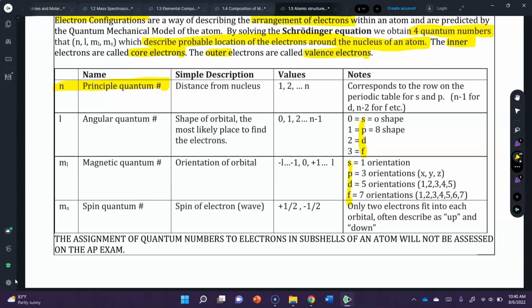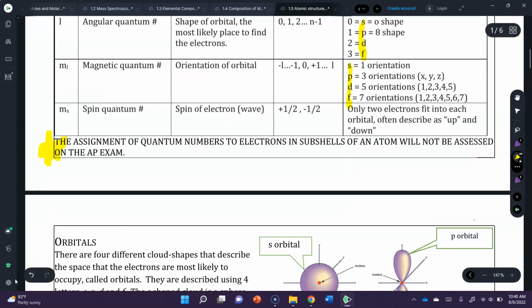The assignment of all 4 of these quantum numbers is not part of the AP exam. So this is here just for you to know that they exist, that the principal quantum number is the one that you really need to know, but being able to assign all 4 is not necessary.